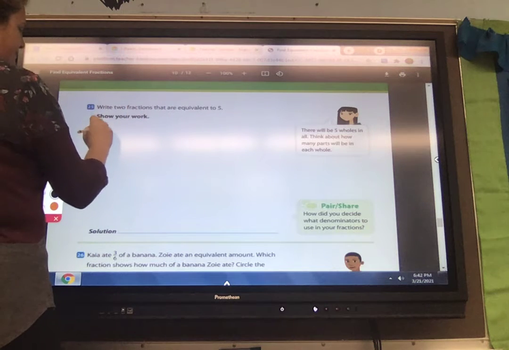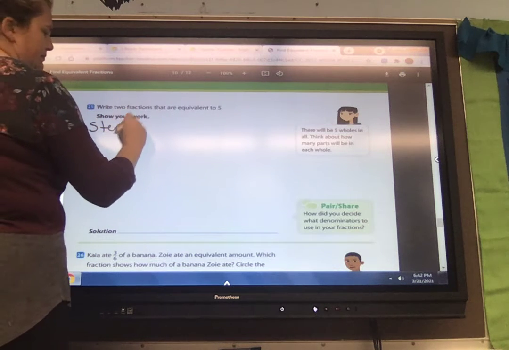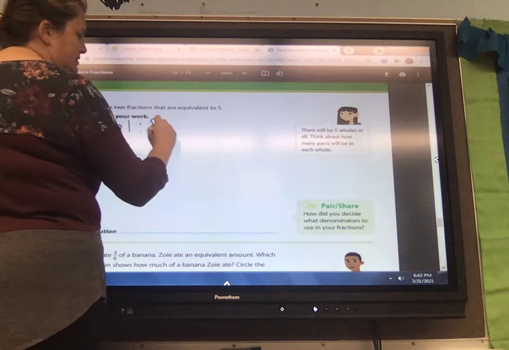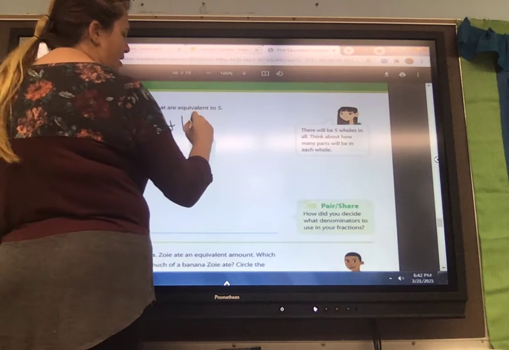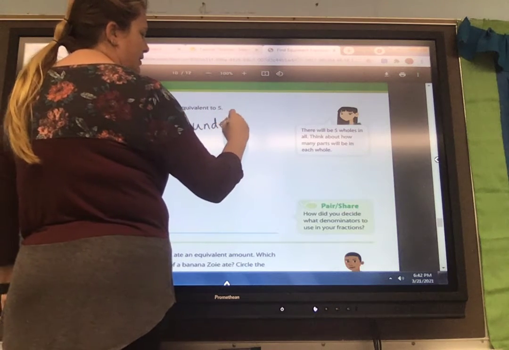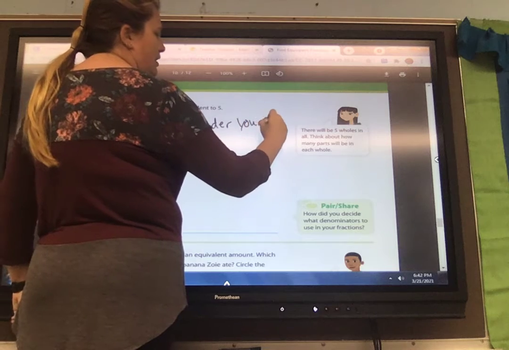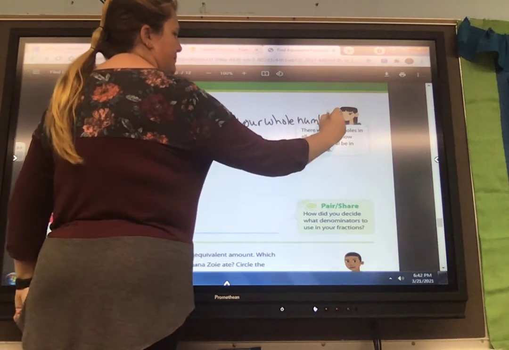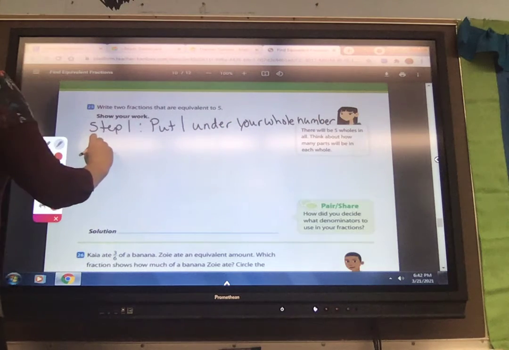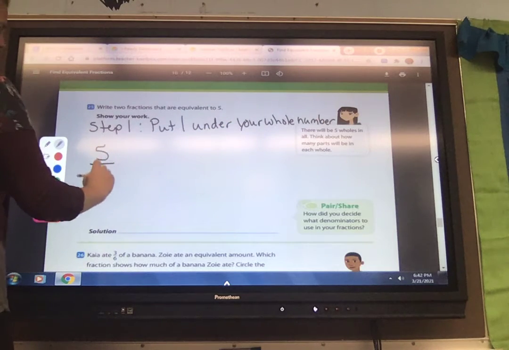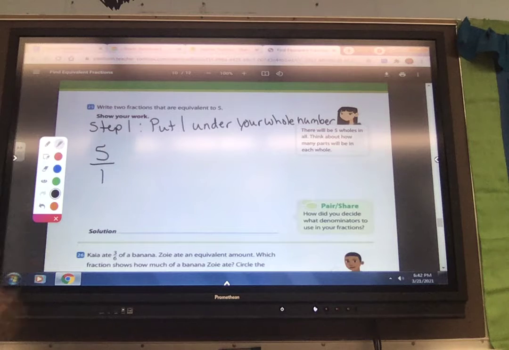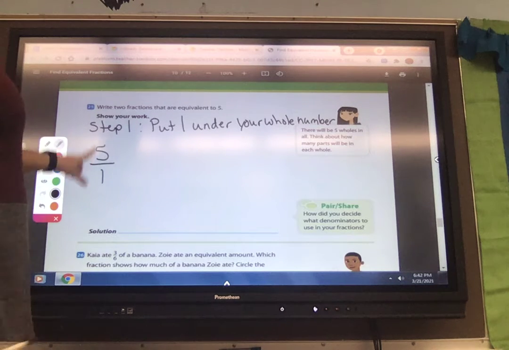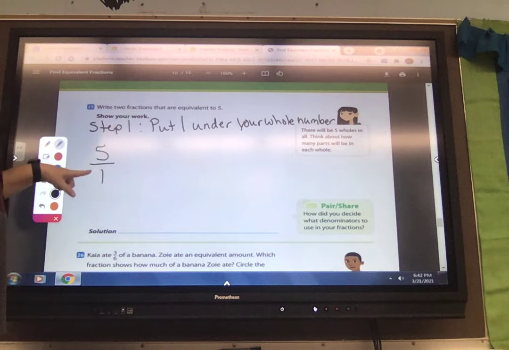First step, put 1 under your whole number. That's your first step. So we want a 5. So step 1, put a 1 under it. That is a fraction. That fraction equals 5. That means I want 5 pizzas. I don't want to cut them into parts yet.